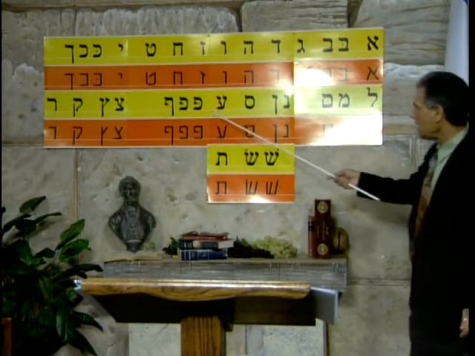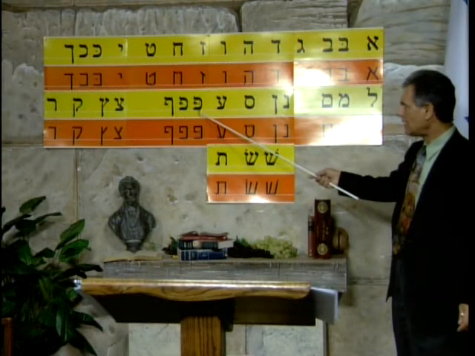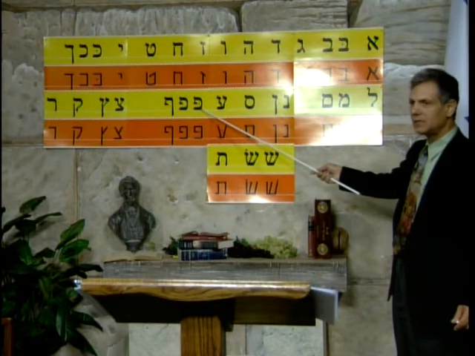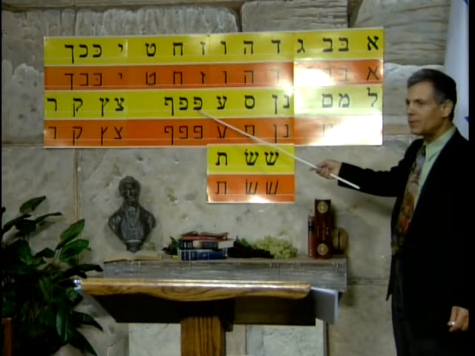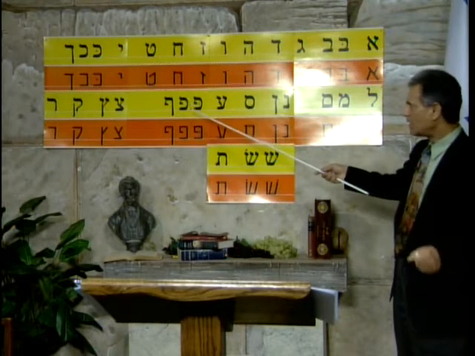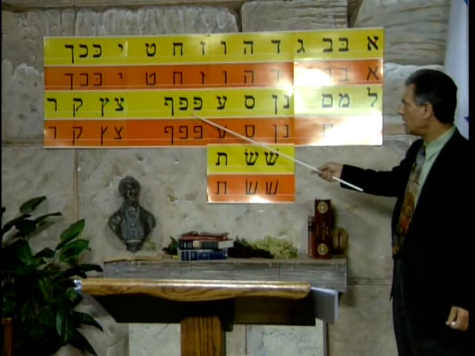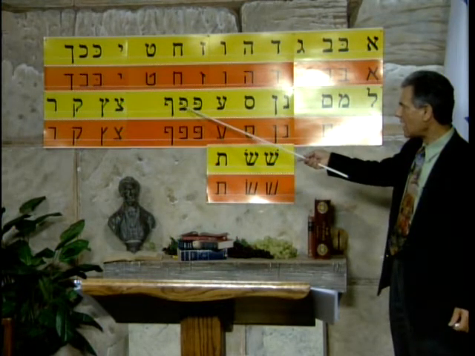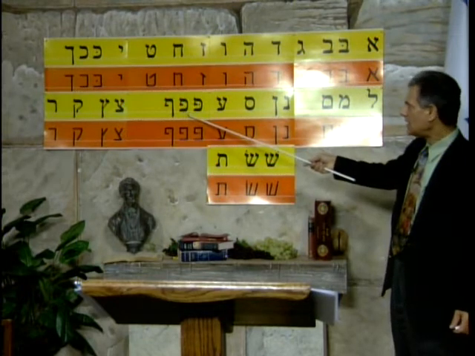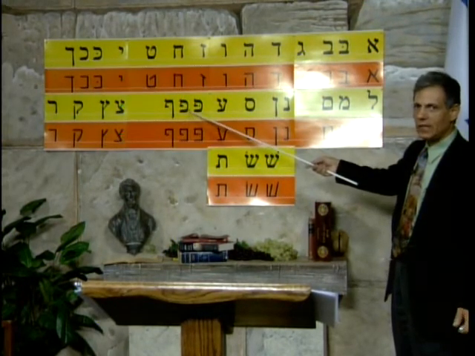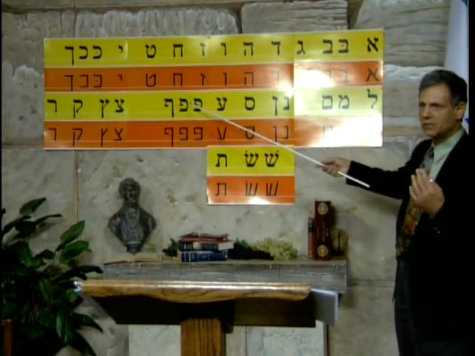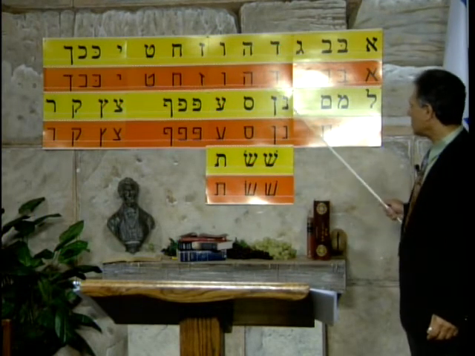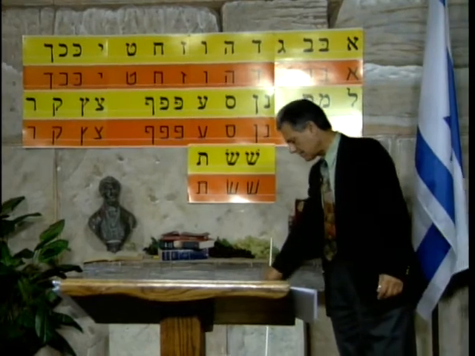The letter Pei, for example, which we'll get to later, also takes a dagesh, a dot inside. That dot makes the P sound strong, like the letter P in English, and the letter P, the Pei without the dagesh, is more like an F in English, a softer F. So you'll see that with some of the letters.